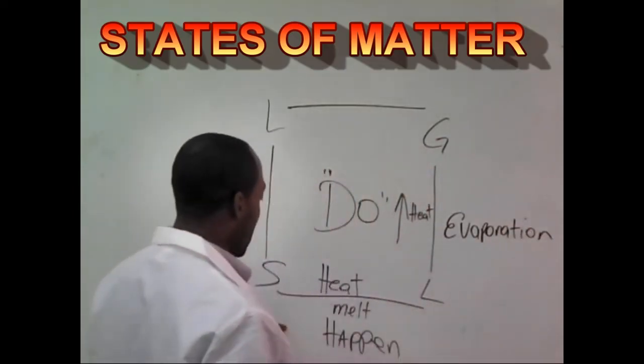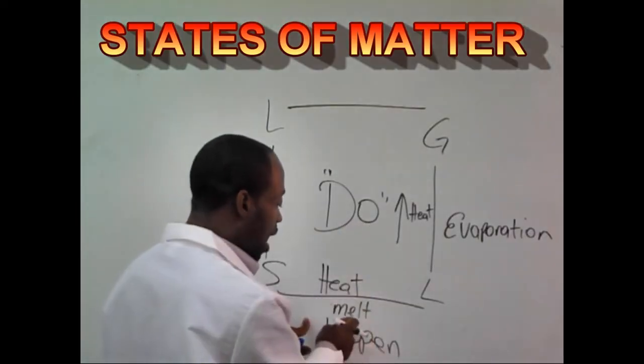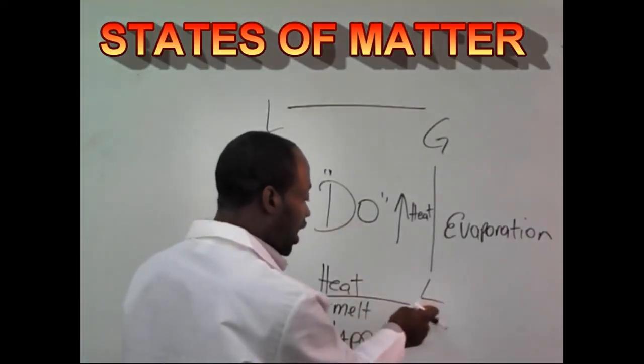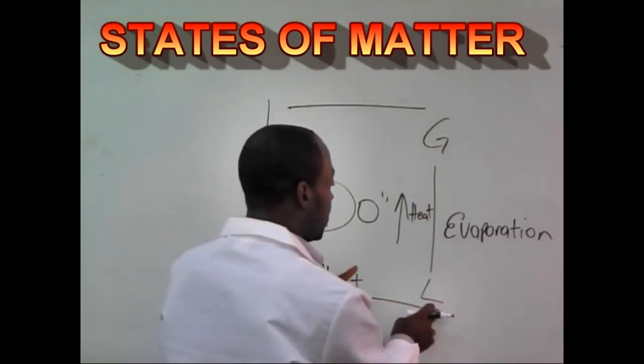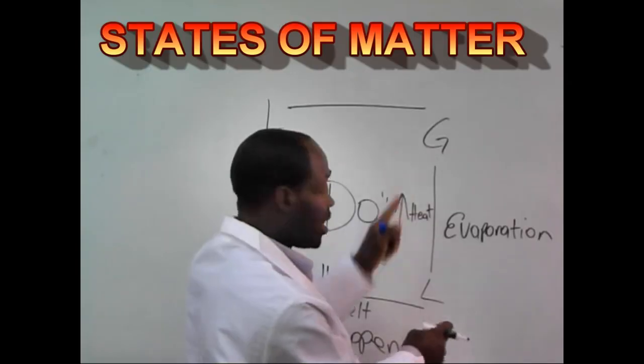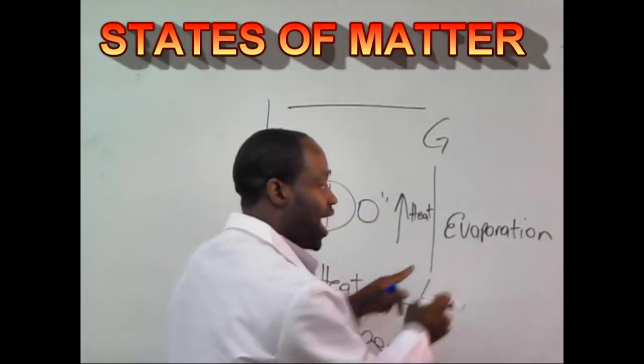Alright, let's recap. I have a block of ice. When I do heat, melt happens. I now have liquid, because I left the solid state. If I have a liquid, in order for me to turn it into a gas, I have to do heat or increase the heat. Evaporation happens.